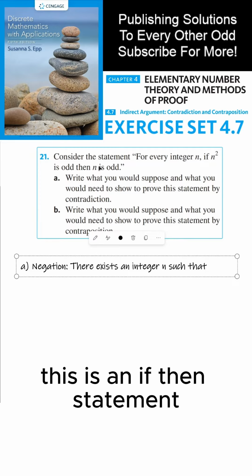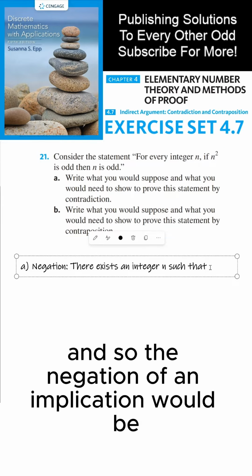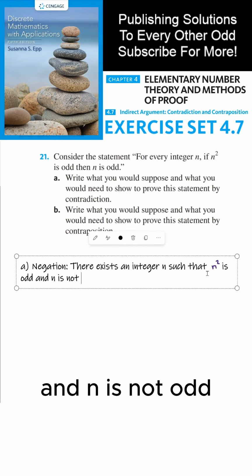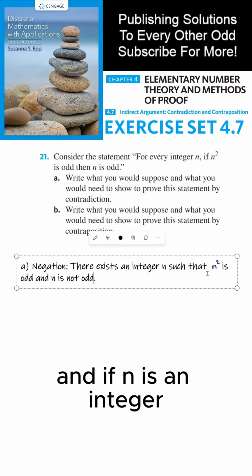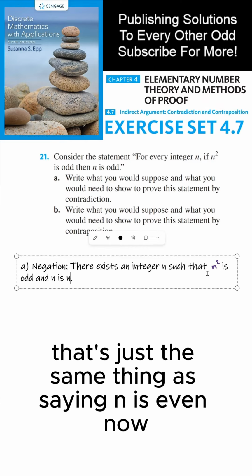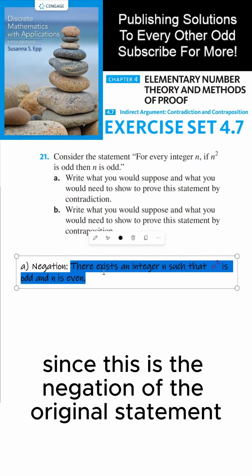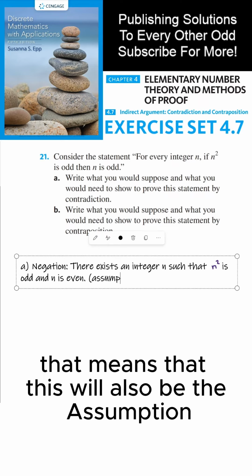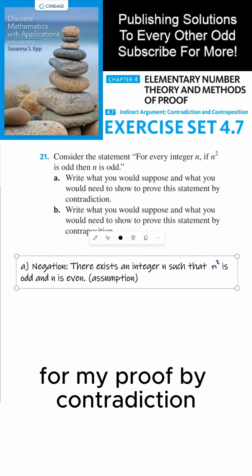This is an if-then statement, and so the negation of an implication would be n squared is odd and n is not odd. And if n is an integer and n is not odd, that's just the same thing as saying n is even. Now, since this is the negation of the original statement, that means that this will also be the assumption for my proof by contradiction.